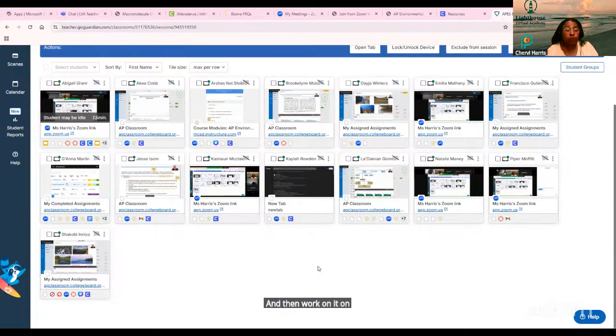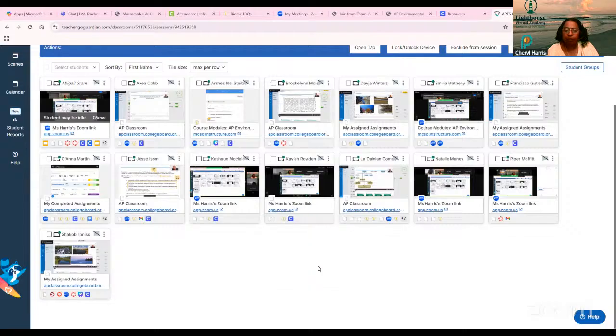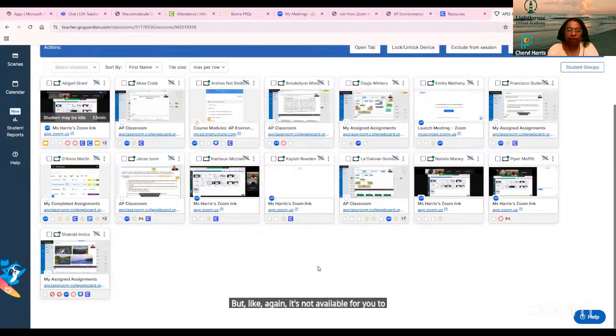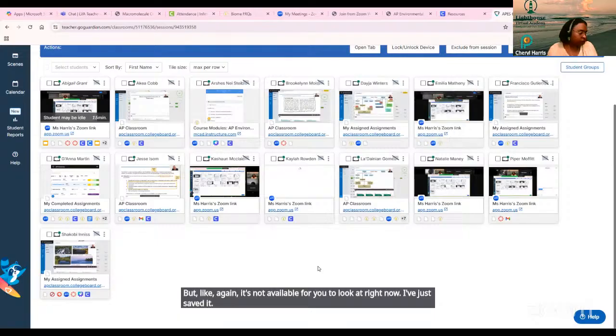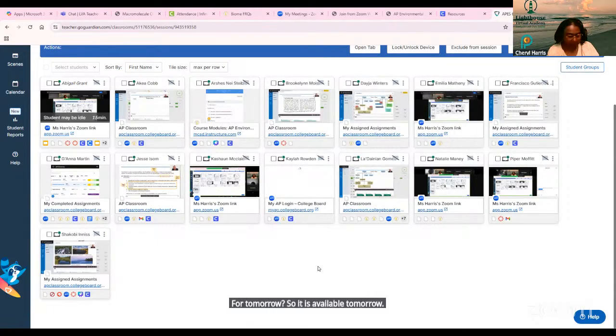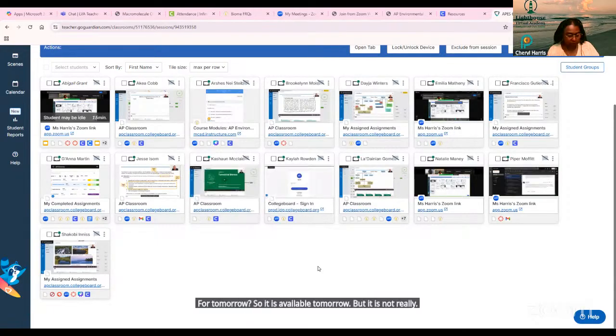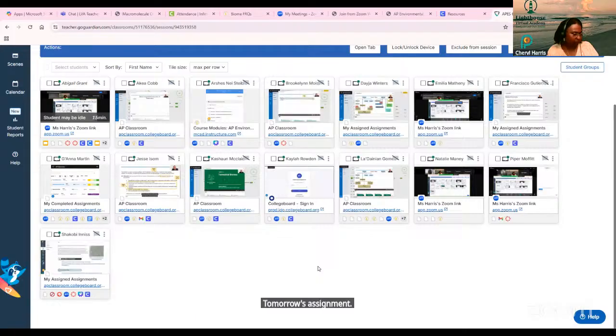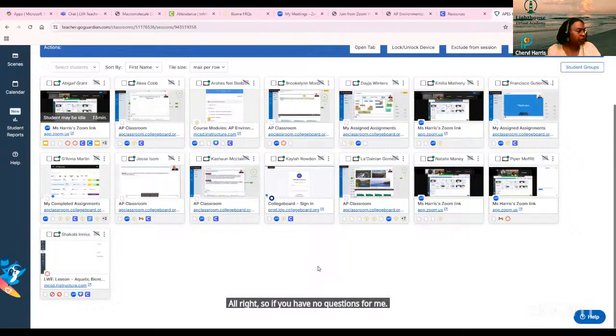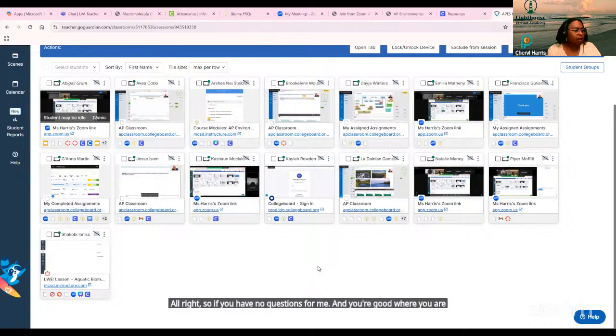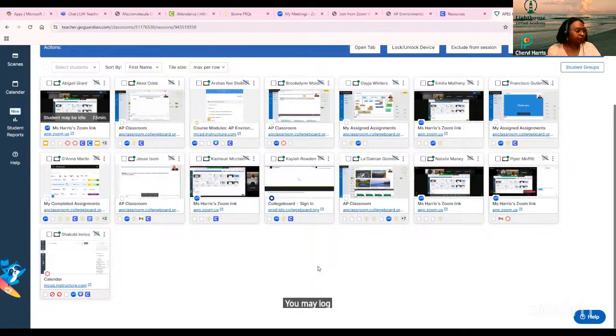So I did do 1, 2, and 3. But again, it's not available for you to look at right now. I just saved it for tomorrow. So it is available tomorrow, but it is not really tomorrow's assignment. Okay. All right. So if you have no questions for me and you're good where you are, you may log out and I'll see you tomorrow.